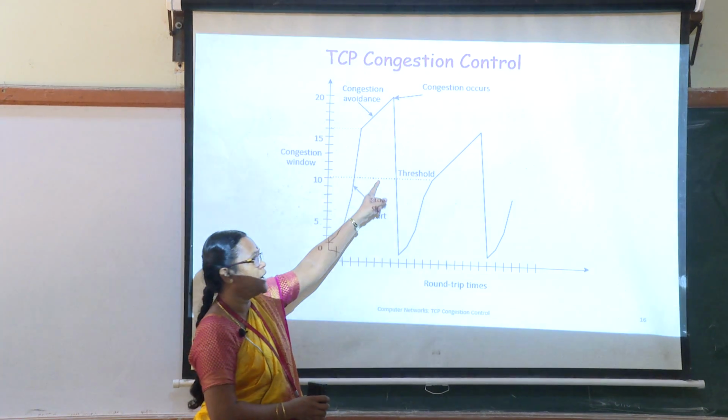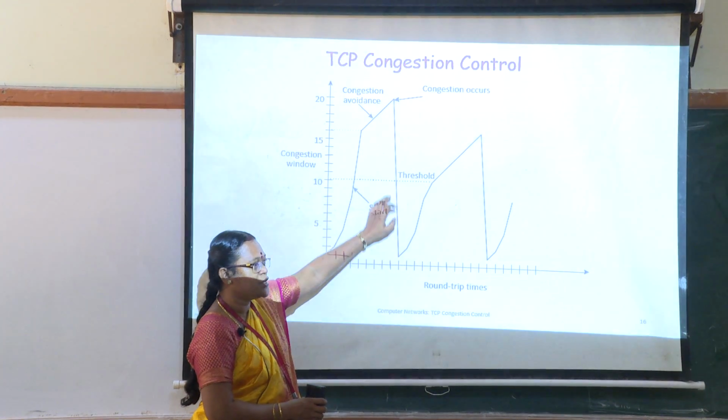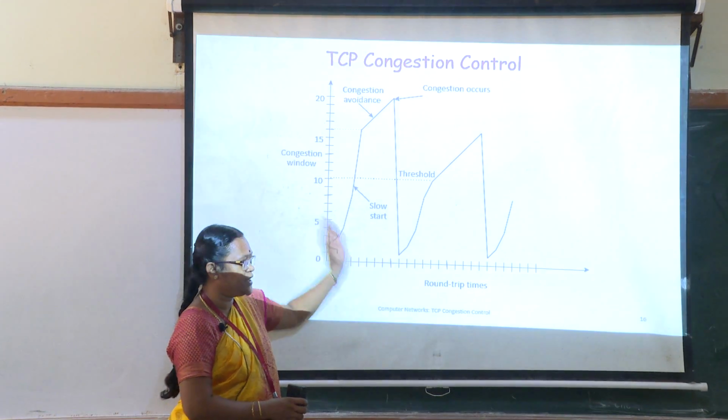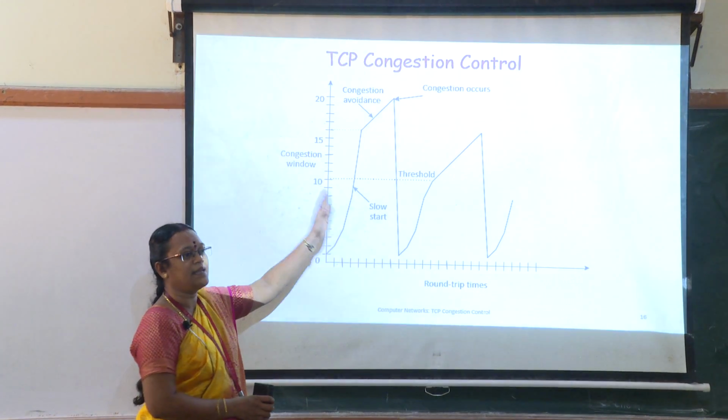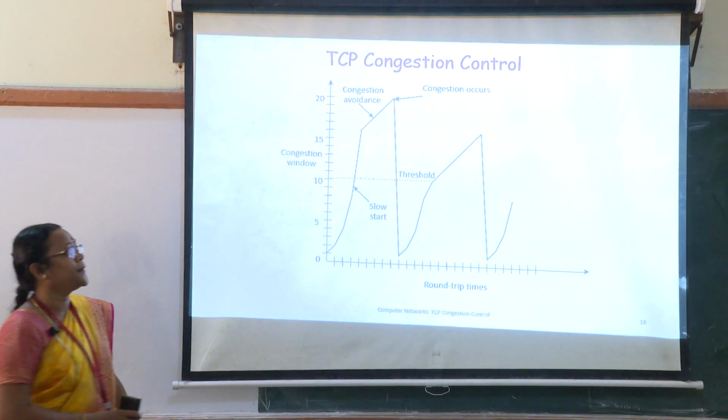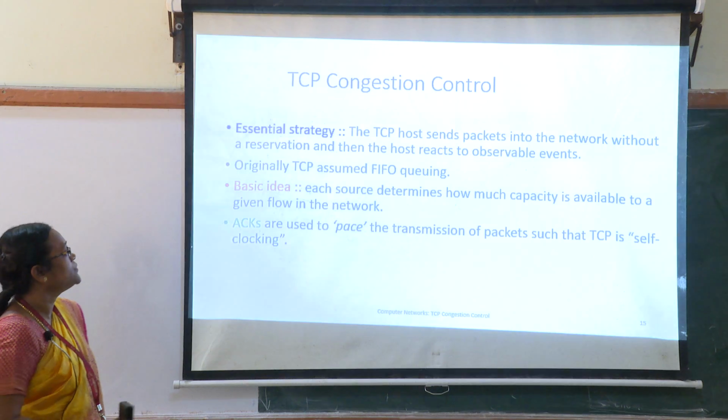The congestion has occurred. Then again it reaches. So obviously what happened? The performance will be degraded, then it starts again. So it is going on, starting, increasing and decreasing. This is your TCP congestion control diagram, the graphical representation.